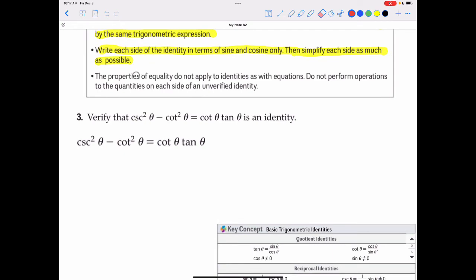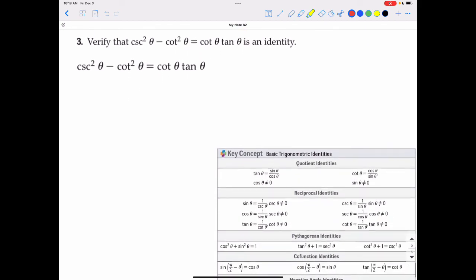And then finally, the properties of equality do not apply to identities as with equations. Do not perform operations to the quantities of each side of an unverified identity, because sometimes they just won't be able to be verified or shown that it truly is an identity. So question 3 says verify that cosecant squared theta minus cotangent squared theta equals cotangent theta times tangent theta is an identity. If it says to verify that, it is telling you that it most definitely is an identity. So you will find a way to prove it.